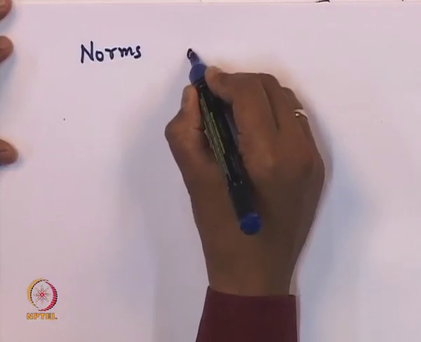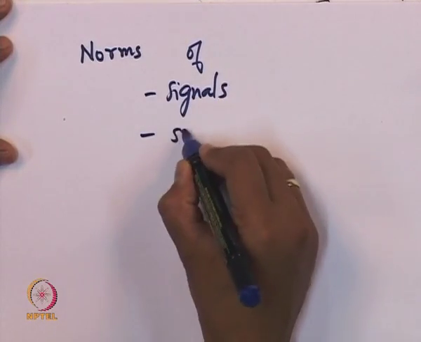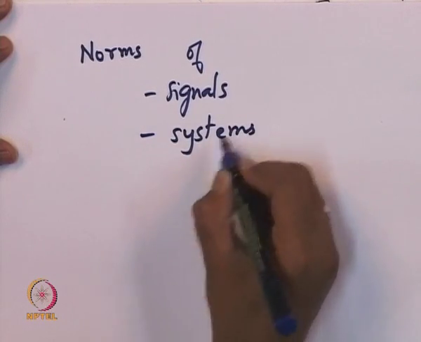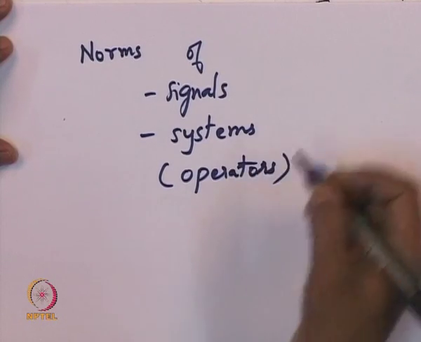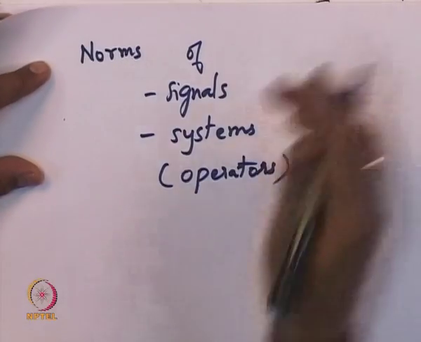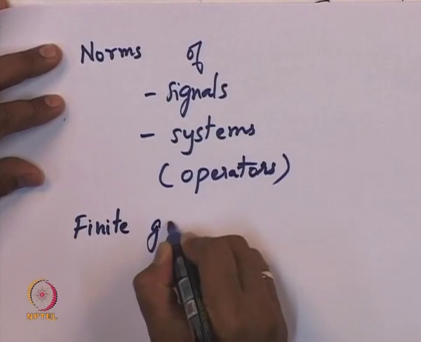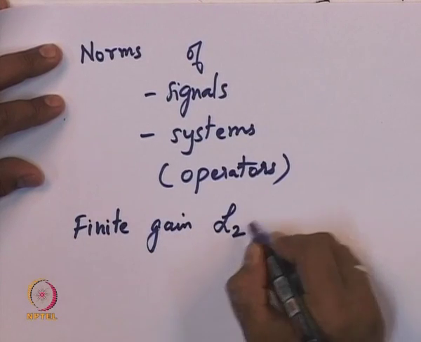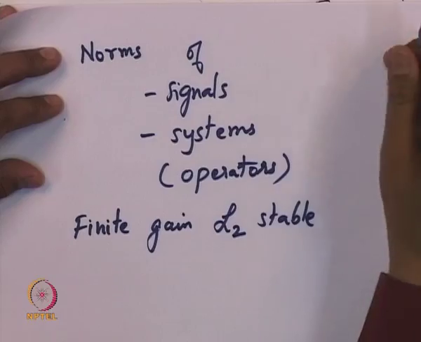Welcome to this lecture. We are going to continue about norms of signals. We have already seen, we are going to see in more detail about systems, which we are going to consider as operators. In particular, we are going to speak about finite gain L2 stable, a very important class of stable systems. This is what we will see in more detail today. We had just begun in the previous lecture.